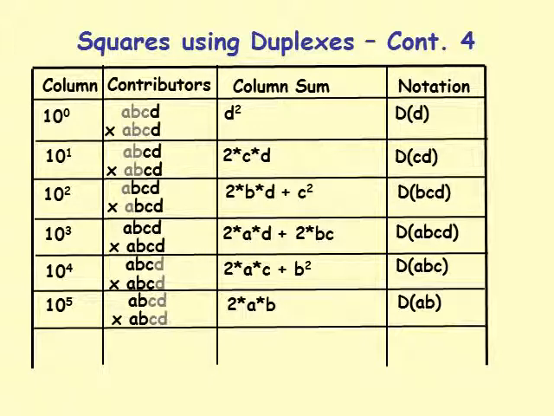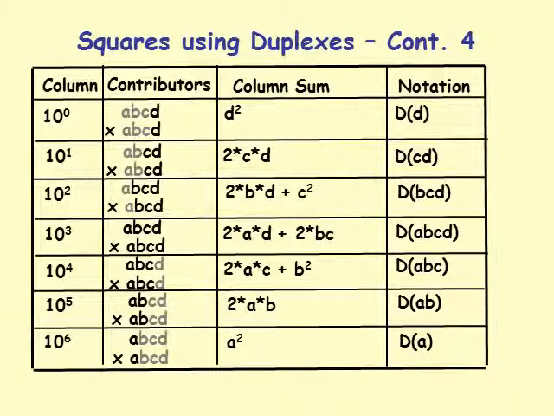Let's continue here. In the 10 to the power 6, that's the millions column, the only contributor is the leftmost digit here, A times A. A and A are vertically aligned, so it's A squared, only once. So A squared, and we call that the duplex of A. Let's continue. Okay, so we got all of them.